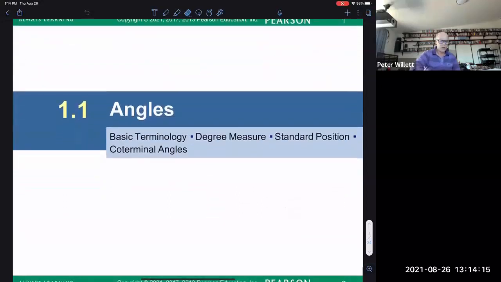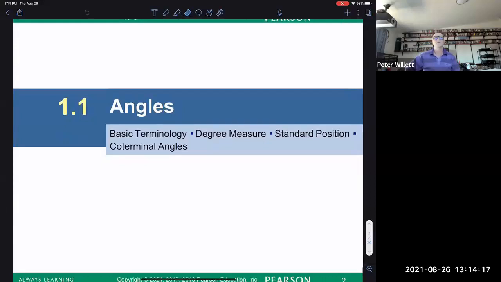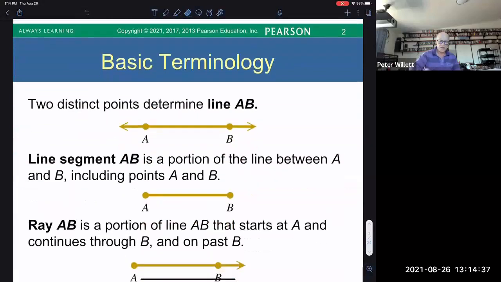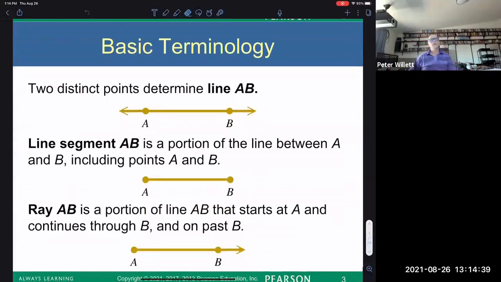we're going to look at angles. And so our goals for this section are to look at the basic terminology of what angles are and what that means, degree measures, the standard position of angles, coterminal angles, all of these things they're mentioning here. These are our sort of topics and objectives for this section. So let's begin with some basic terminology here.